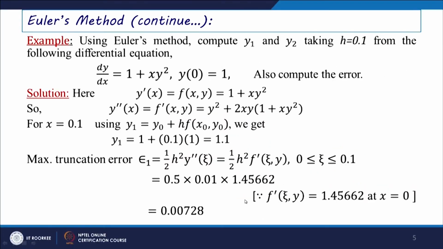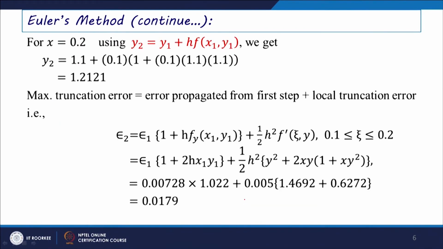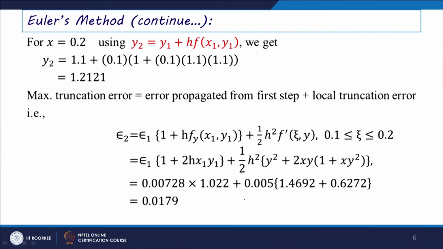So this final solution that we are obtaining is in the order of h square. If you see 0.00728, it represents the value corresponding to h equals 0.1 here. Then for x equals 0.2, if you use this formula recursively, again we can write this formula as y2 equals y1 plus h f of x1 y1 here.